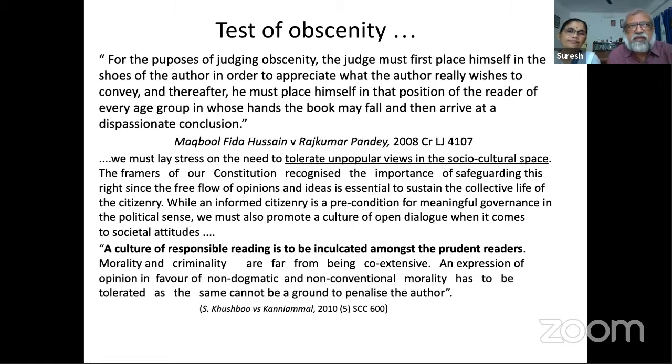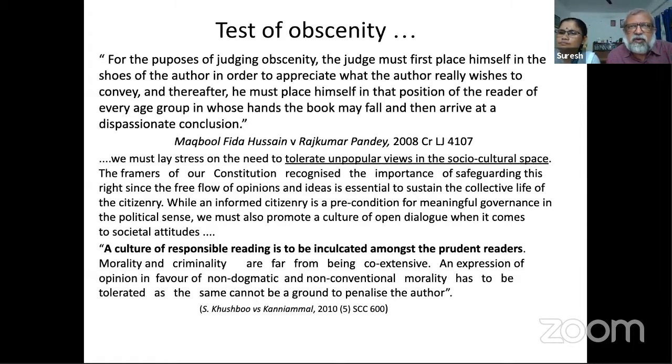Many groups filed cases saying that this is very obscene. It's challenging the chastity of Tamil women. It's against Tamil culture, and various other fairly emotive grounds were raised, and it went up to the court. So when it finally reached the Supreme Court, it pointed out several things which also resonate with the whole issue of dissent.